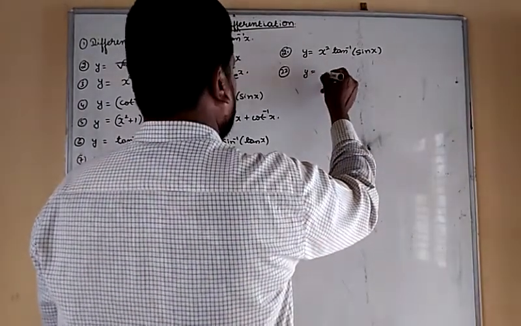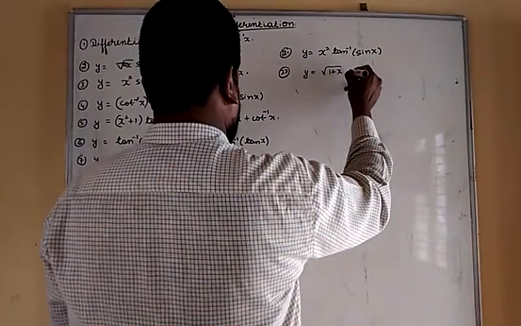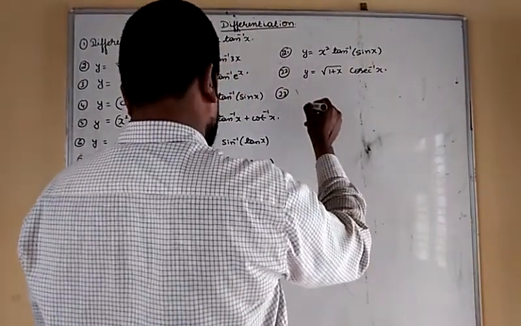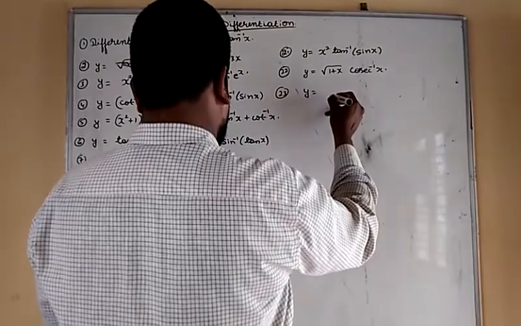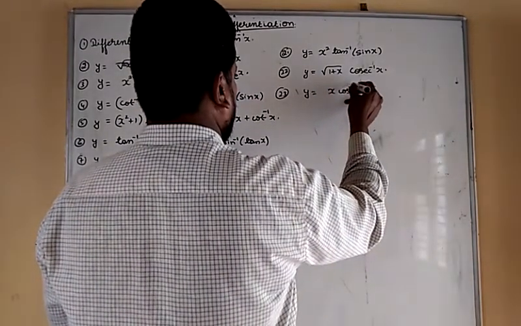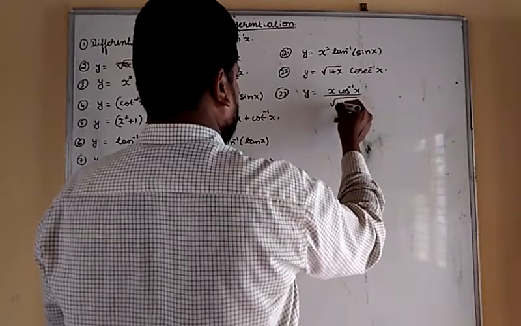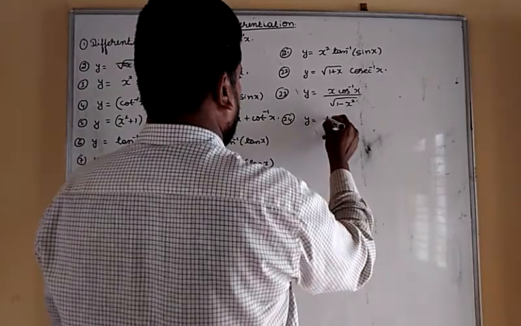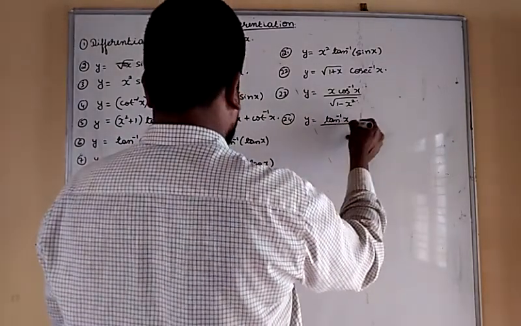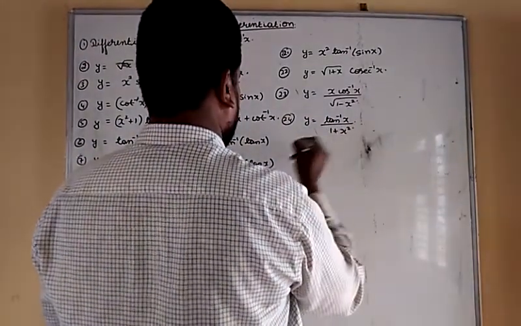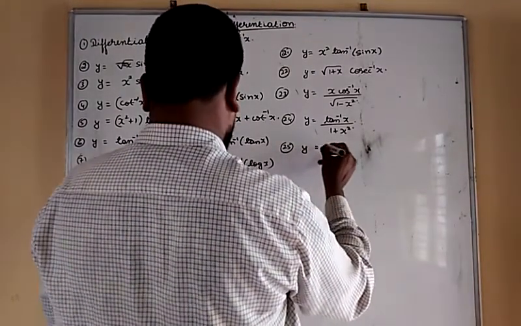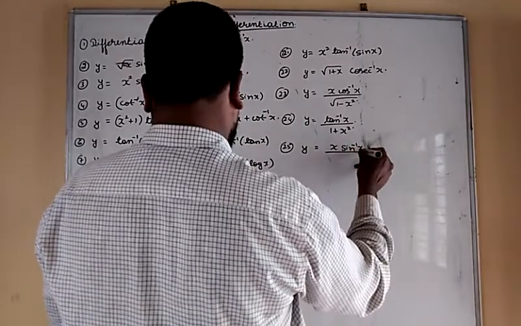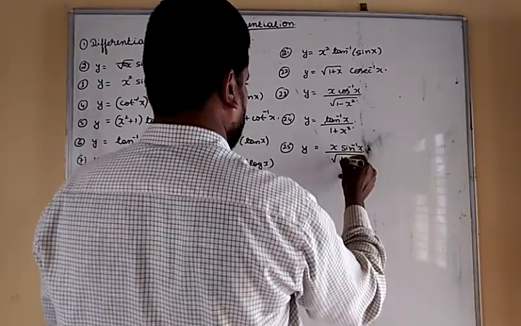Next one, y is equal to square root of 1 plus x into cosecant inverse x. Then 23rd, it is in the quotient rule and product rule: x cos inverse x by square root of 1 minus x square. Then 24, y is equal to tan inverse x by 1 plus x square. Then 25th, y is equal to x sine inverse x by square root of 1 plus x square.